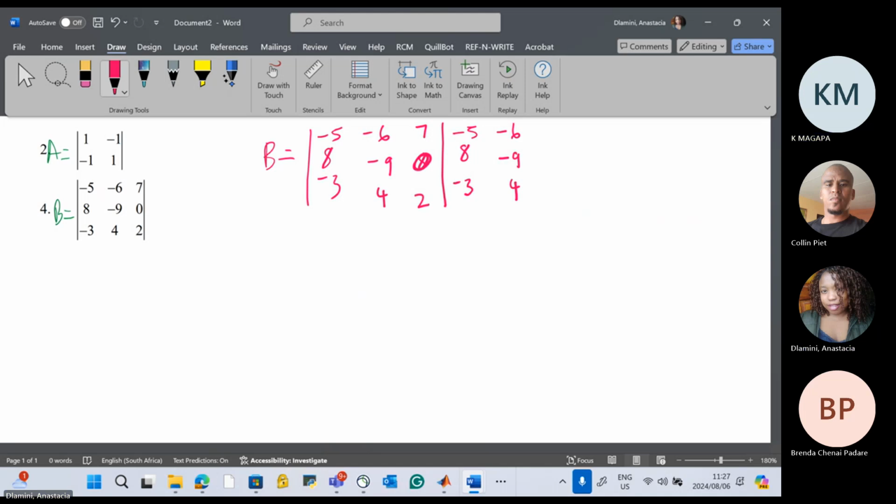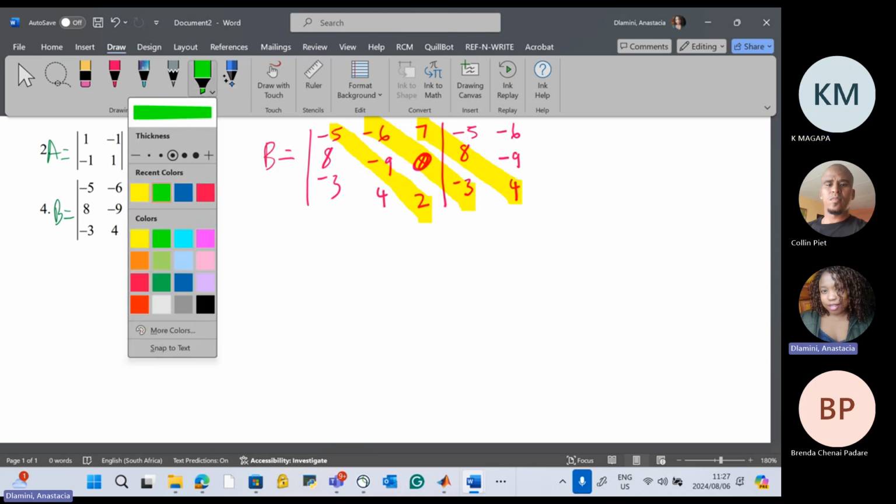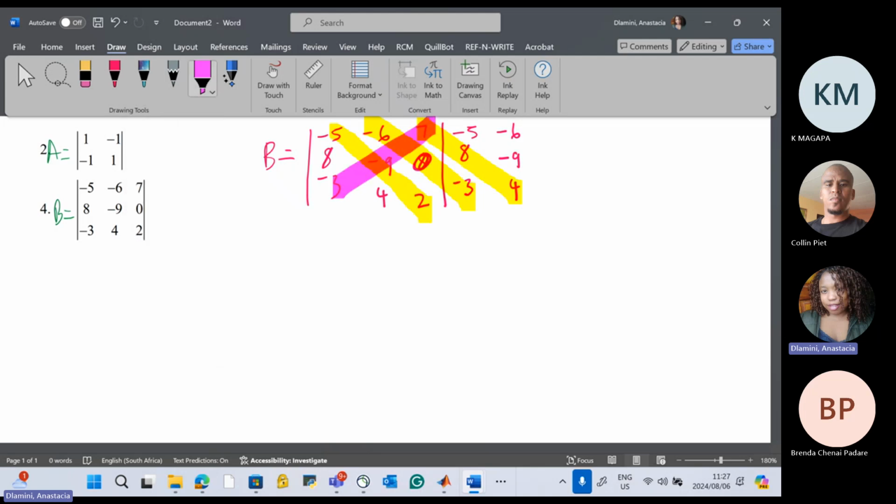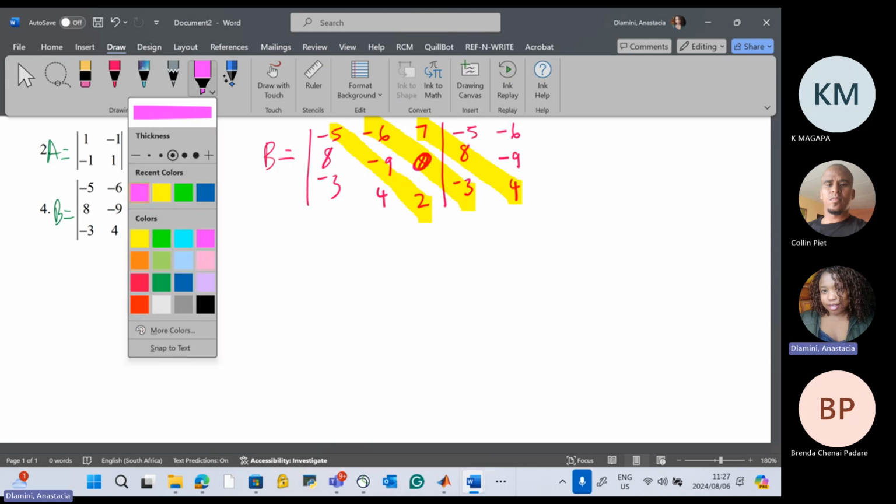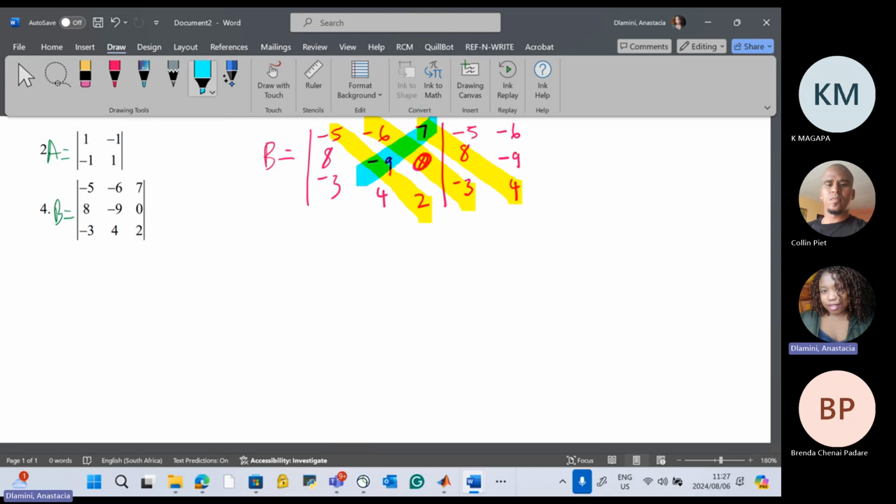Yes, ma'am. Then you start with the main diagonal: you highlight this one, 1, this one, 2, and this one, 3. Are we all together? Yes, ma'am. And then you highlight the off diagonals. Let's use blue: you highlight this one, 1, this one, 2, and this one, 3. Are we all together there?